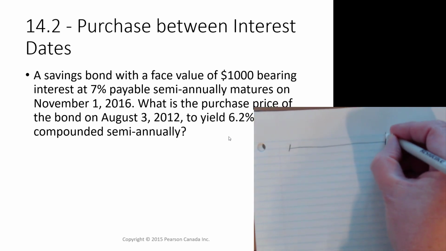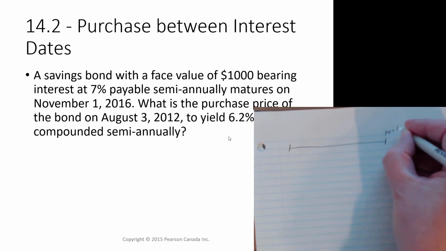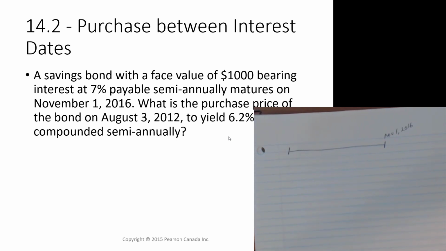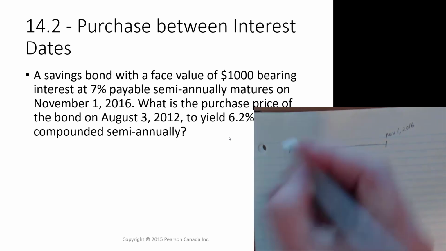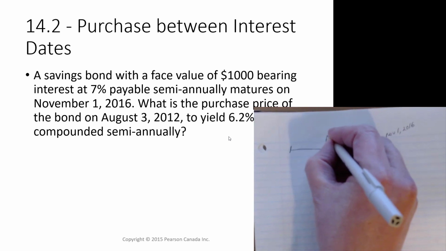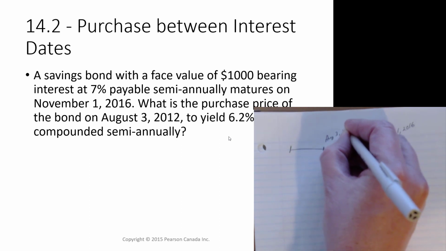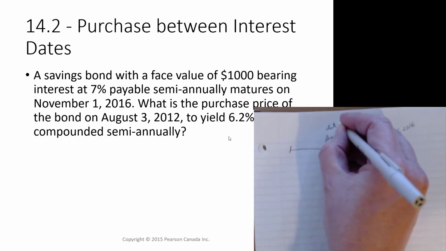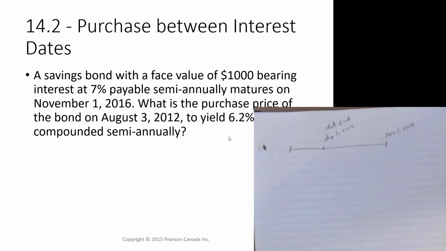I know that on November the 1st, 2016, two glorious things will happen. We'll get the face value of this bond back, and we'll get a coupon payment date. Also, I know August the 3rd, 2012, we're selling this bond. Date of sale. And we need the price on that particular date.